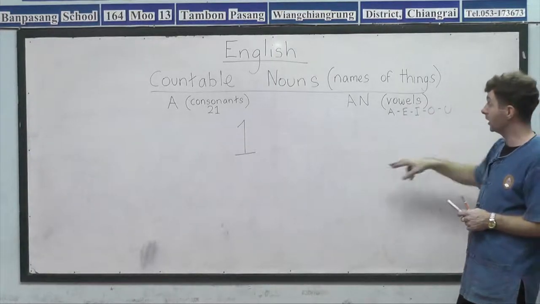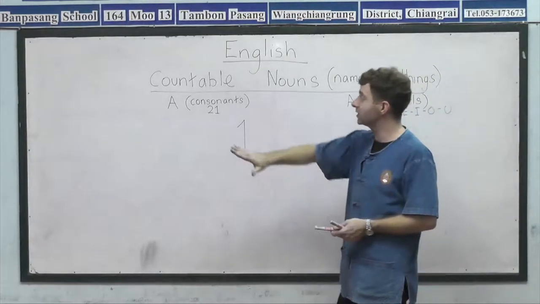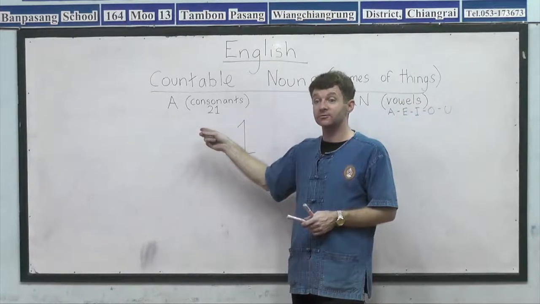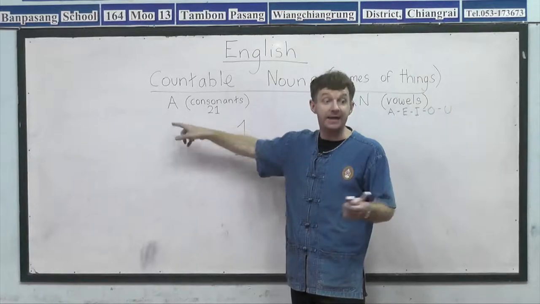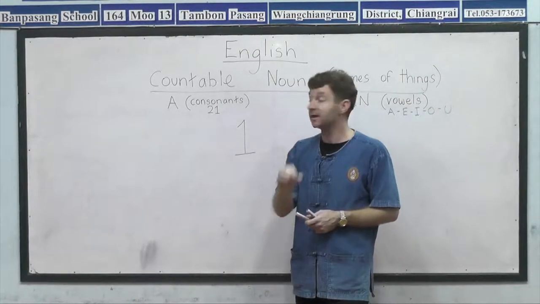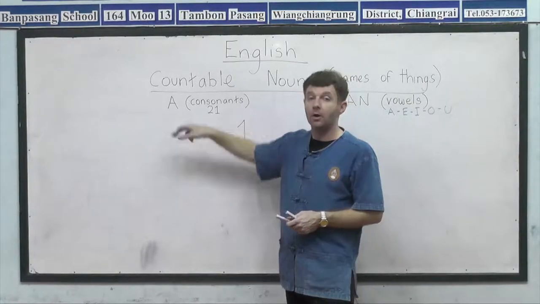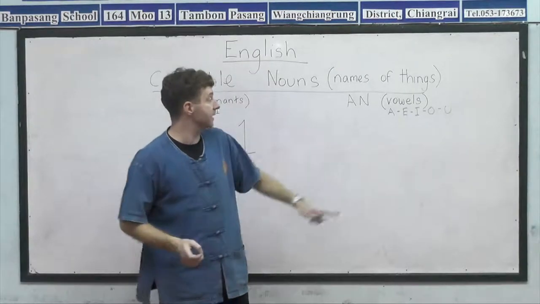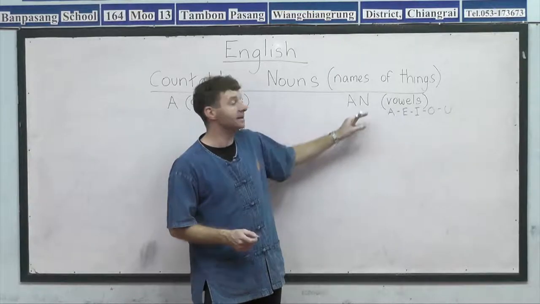A-E-I-O-U, we use an. But if a word begins with any other of the 21 letters that are consonants, what word do we use? A. A or an. Okay? So we could say a banana. But if it's an apple, apple begins with A. So we say an apple.